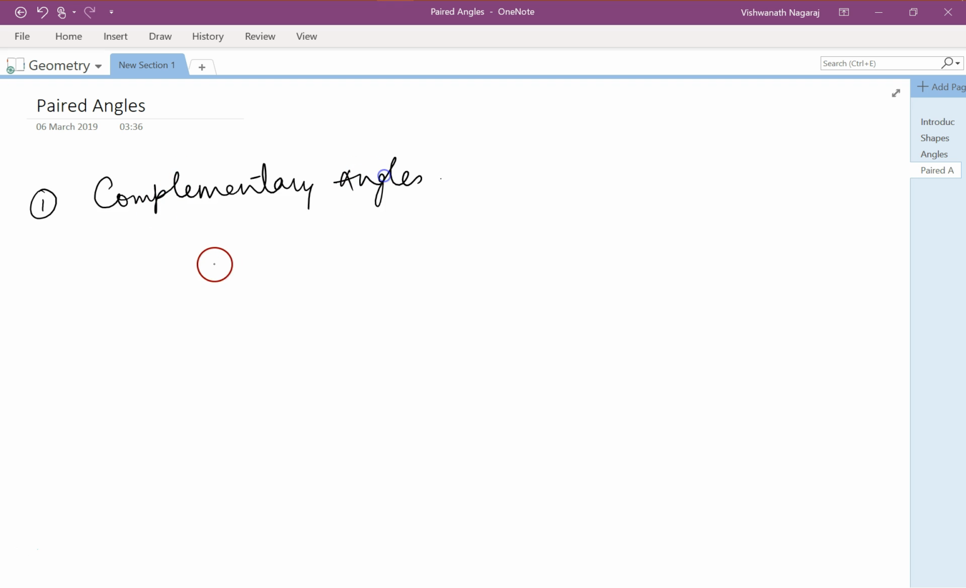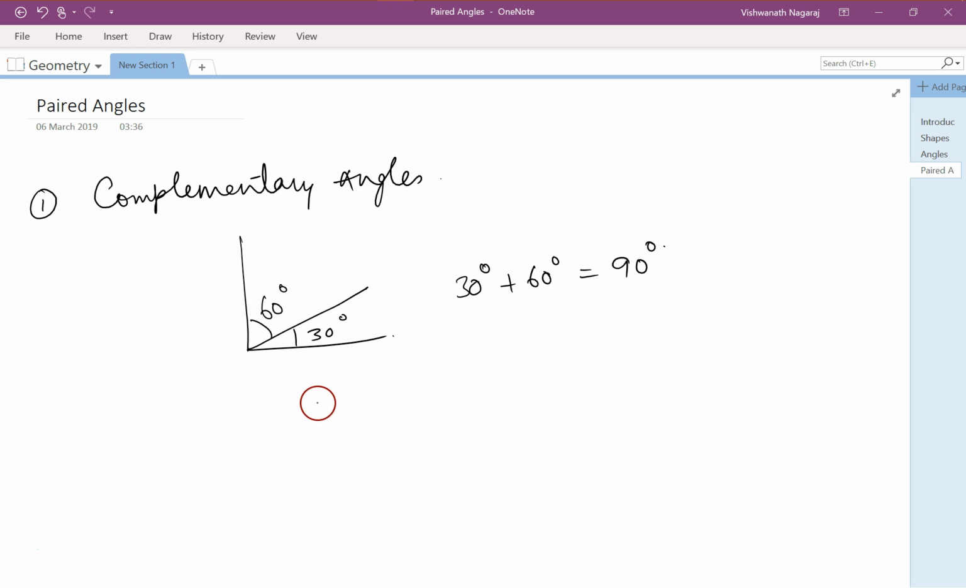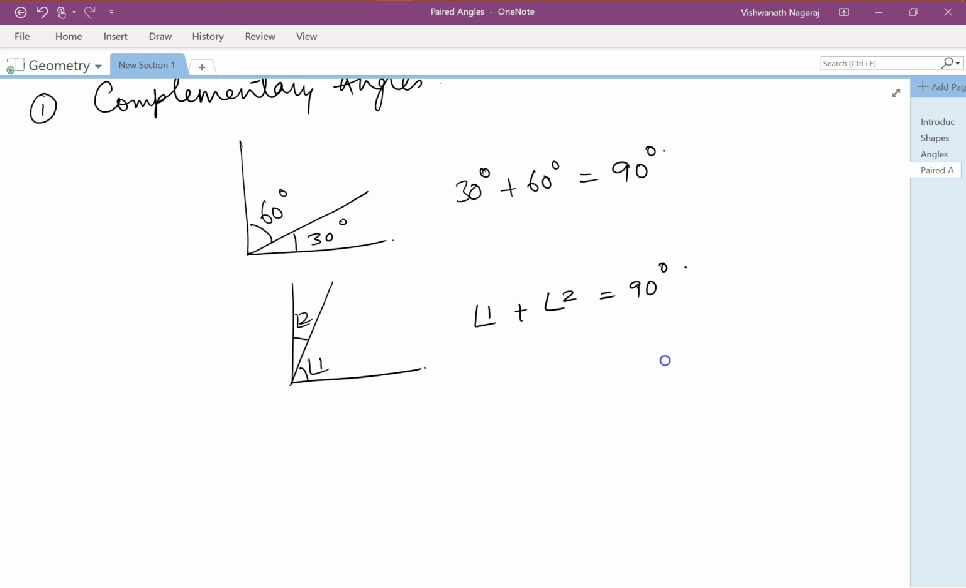Complementary angles. So when you have something like this, let's say this is 30 degree and this is 60 degree. When you add them up, you get 90 degree. Now, remember, this could be any which way. The idea is that two angles add up to 90 degree. So angle 1 plus angle 2 is equal to 90 degree.